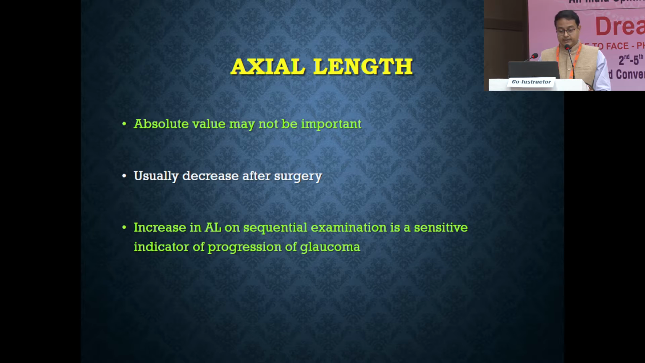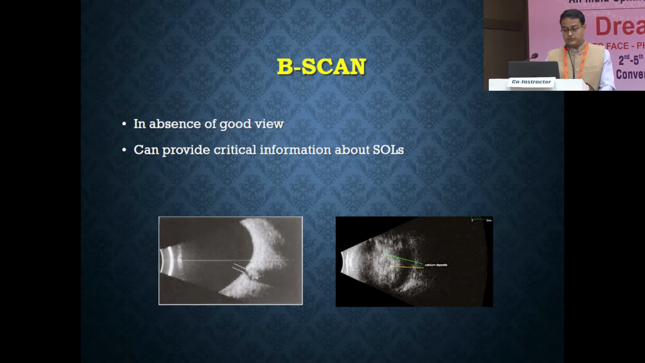Now, coming to the axial length, the absolute value may not be important, but even after we have operated on a patient for pediatric glaucoma, sometimes it's important to evaluate the axial length, because an increase in axial length on subsequent examination is a sensitive indicator of progression of glaucoma. The cupping may be very difficult to detect at times.